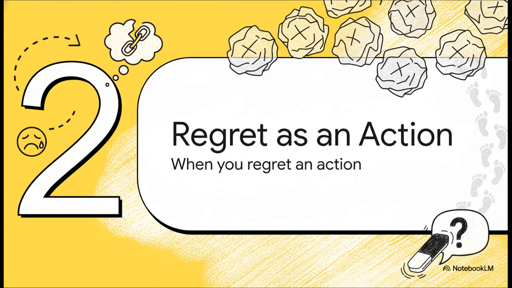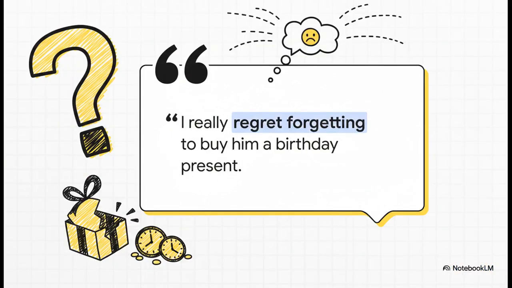Okay, so first up, let's look at regret as a verb. This is when we're talking about the act of feeling sorry for something that happened in the past. Take a sentence like this. Here, the person is actively regretting. The verb regret is doing the work. It's connected right to the action of forgetting. It's you expressing that feeling in the moment.